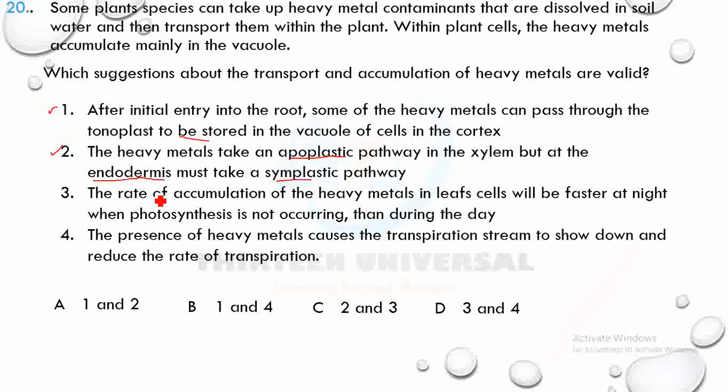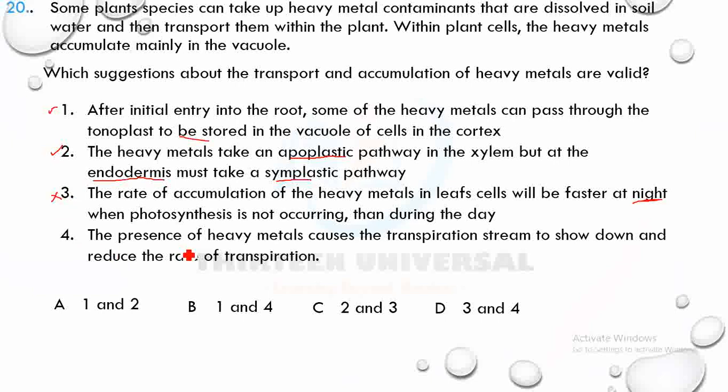3 says the rate of accumulation of heavy metals in leaf cells will be faster at night. Okay, at night there will be no light, so there's no effect of light intensity on the rate of transpiration. Transpiration pulls water upward. Do you get? So night will give us basically low transpiration because of the absence of light intensity. So this is not valid.